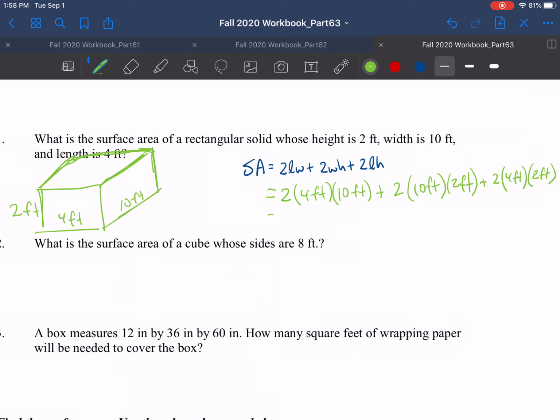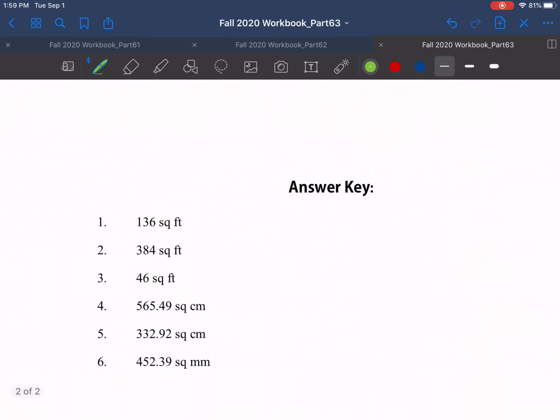There we go. And so this becomes 2 times 4 times 10. So 2 times 4 is 8, times 10 is 80 feet squared, plus 2 times 10 times 2. Well, 2 times 2 is 4, times 10 is 40 feet squared, plus 2 times 2 is 4, 4 times 4 is 16 feet squared. And that'll ultimately give you 80 plus 40 is 120, plus another 16 is 136 square feet, just like that. Okay, and then you can come over here and check, and yep, that's the answer we were looking for, so we got that one right.